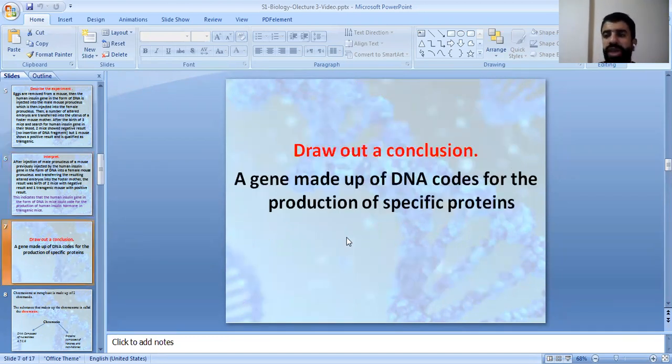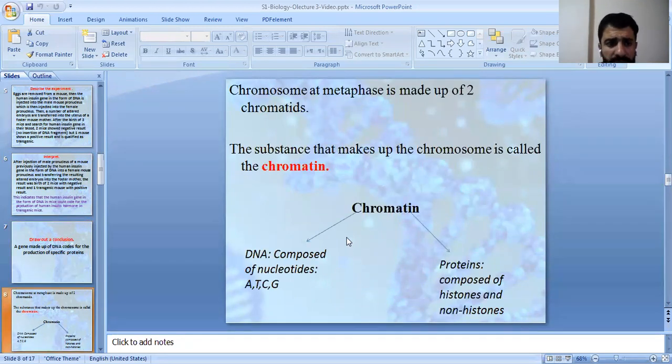Conclusion. So a gene is made up of DNA and can code for the production of specific proteins. Chromosomes, we talk about this, they are at metaphase, they are made of 2 sister chromatids. The substance that makes the chromosome is called chromatin. Chromatin is a form of DNA composed of nucleotides A, T, C, and G.